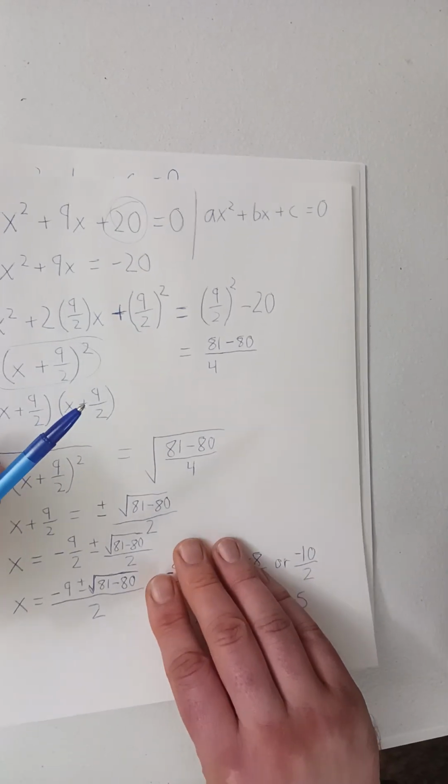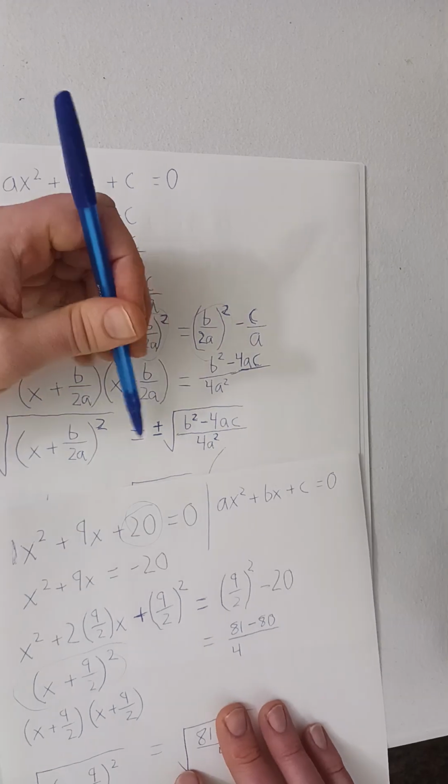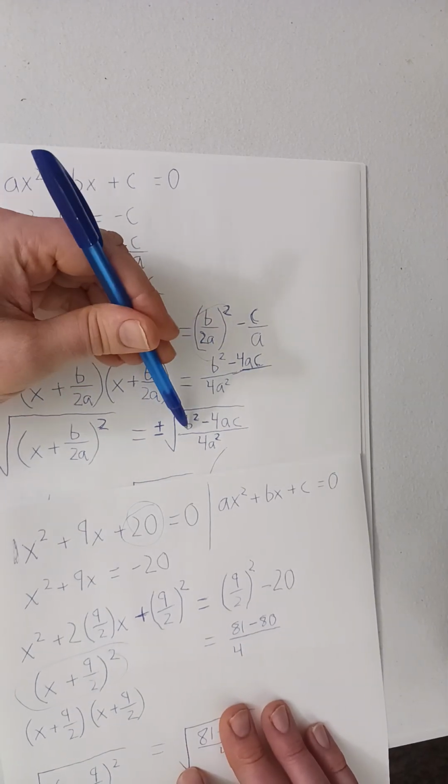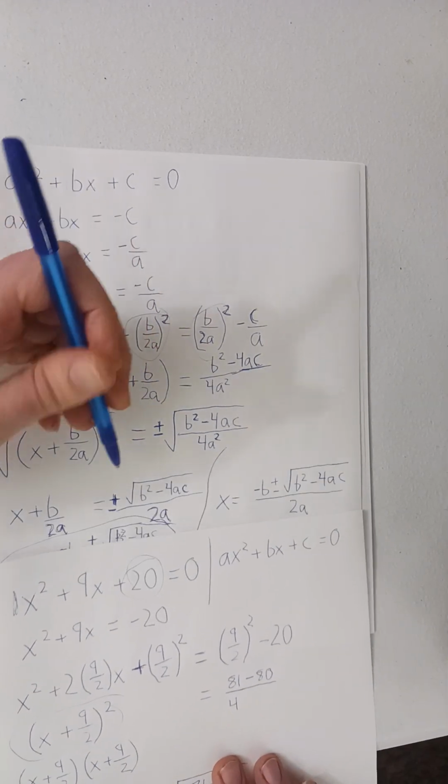Okay, but moving down to the next line, we took the square root of both sides. That's what this is here. So we're taking the square root of this now, and we're doing plus or minus.